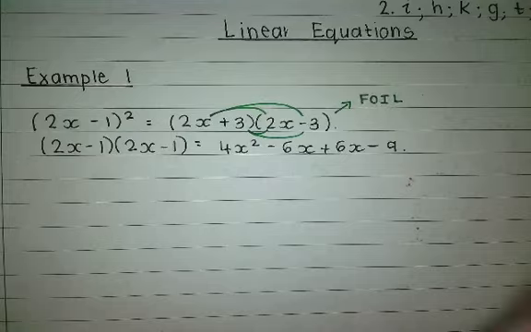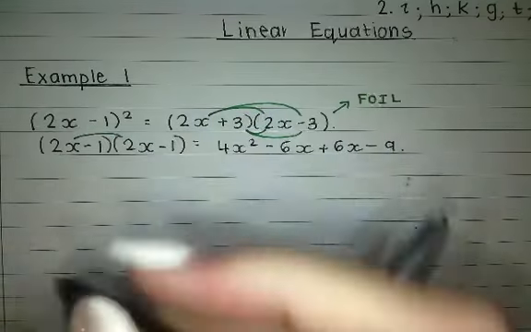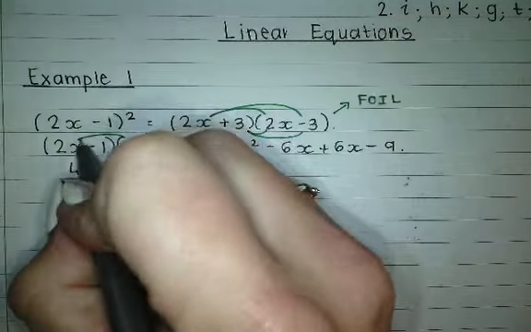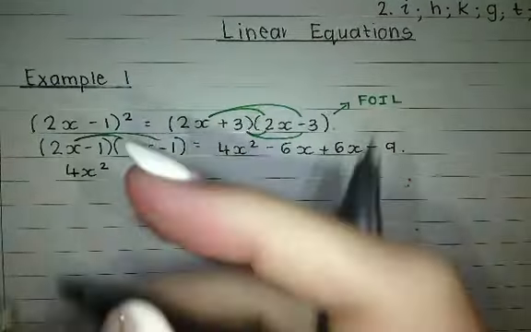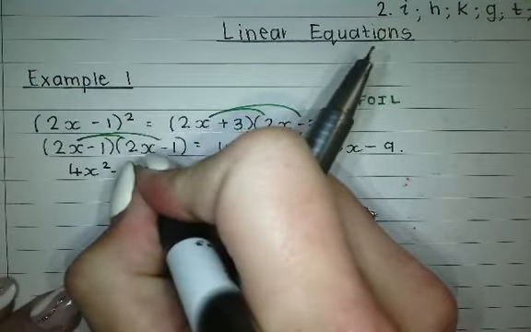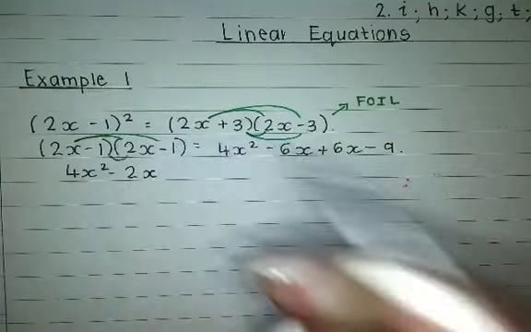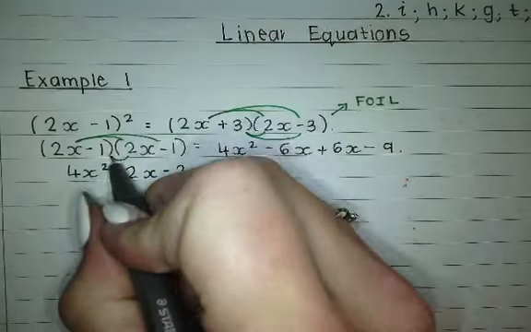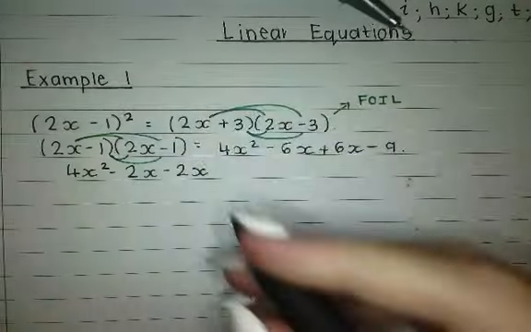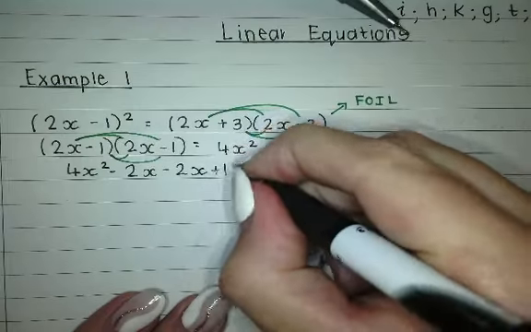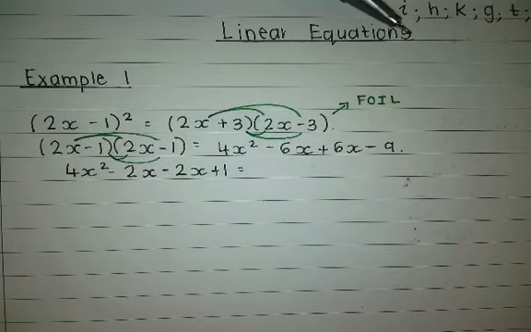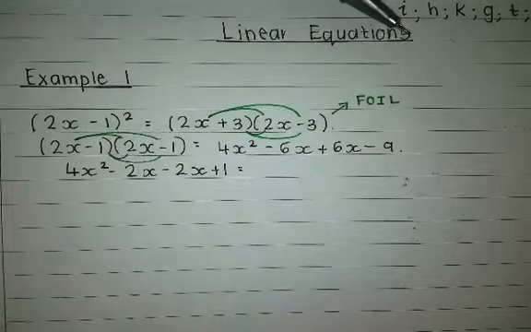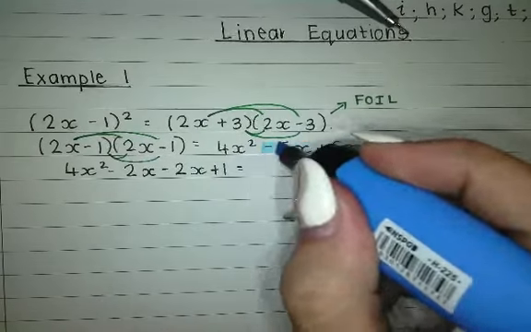So 2x times 2x is 4x squared. 2x times negative 1 is negative 2x. Negative 1 times 2x is negative 2x. And negative 1 times negative 1 is positive 1. Now again, if you would like, you can always take everything over and then simplify, or you're more than welcome to first look for your like terms here and then take it over. Completely up to you.